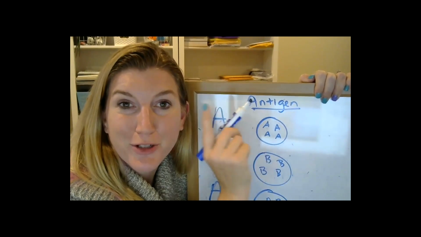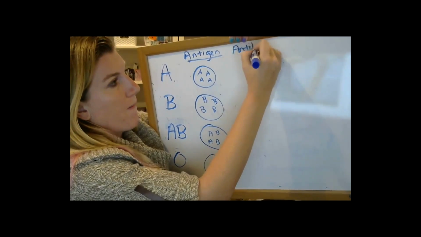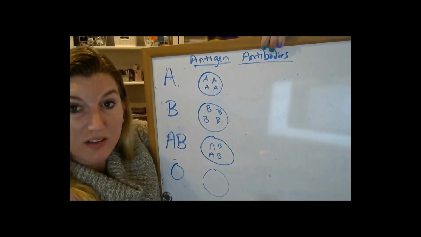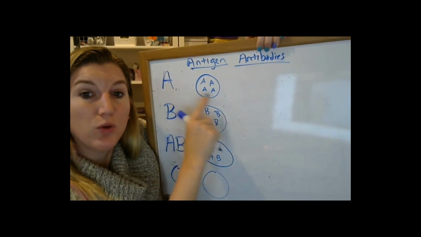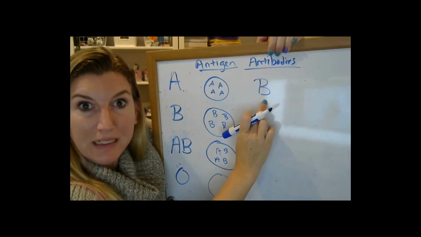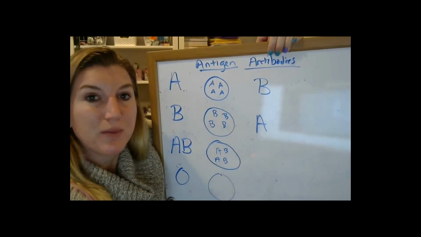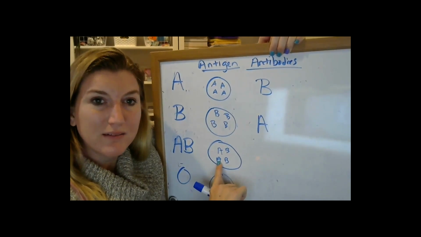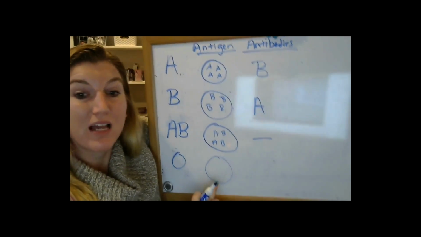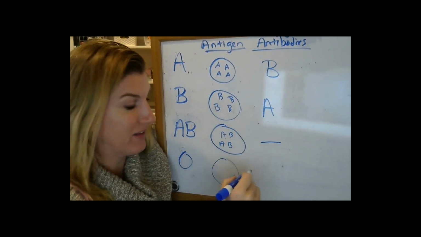The immune response starts with antibodies. So antibodies are in response to antigens. People that have blood type A will produce B antibodies, they're anti-B. People who are blood type B produce A antibodies. People that are blood type AB don't produce any. People that are blood type O, guess what? They produce A and B antibodies.